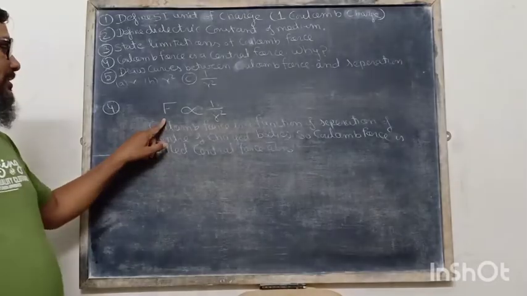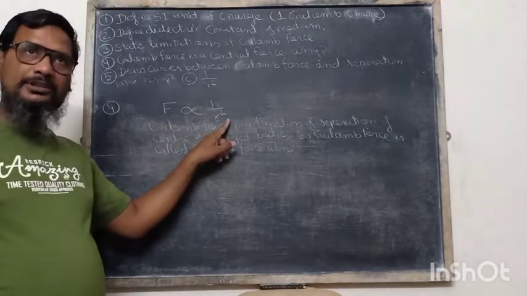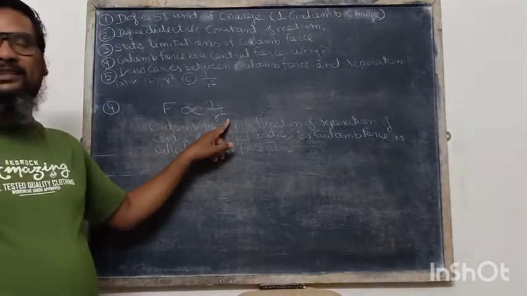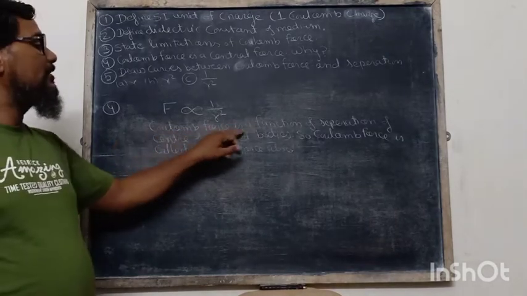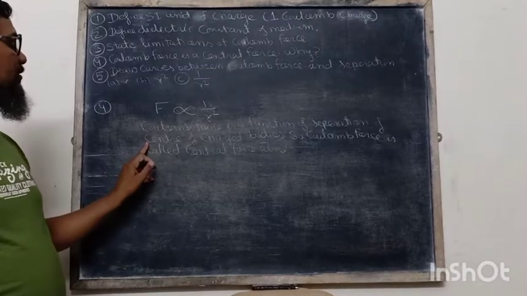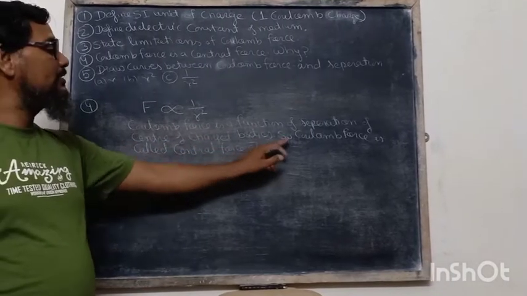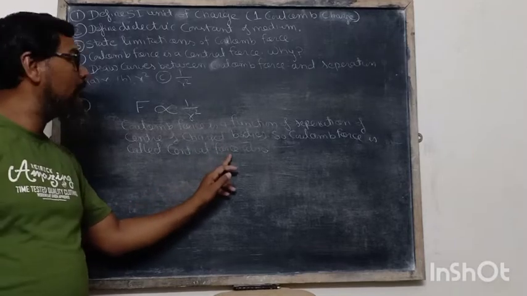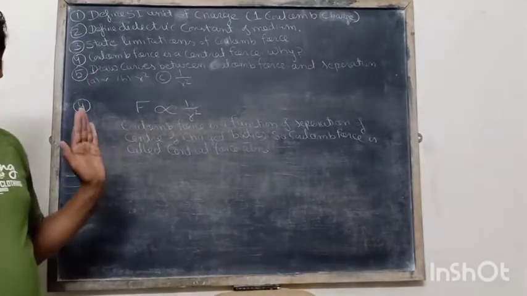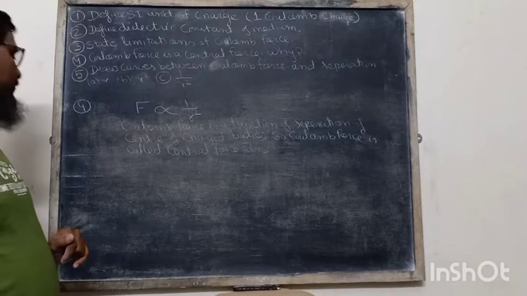So the Coulomb force is a function of the position or separation of charges, that is, it is the separation between the centers of the bodies, or Coulomb force is a function of separation of centers of charged bodies. So Coulomb force is called central force also. This is the answer of question number 4.